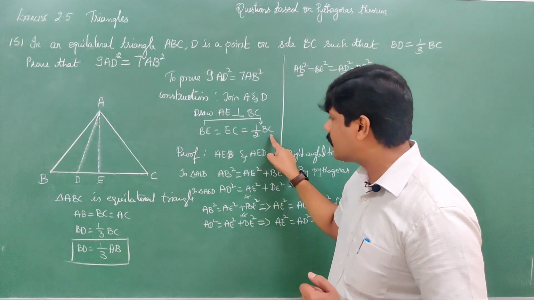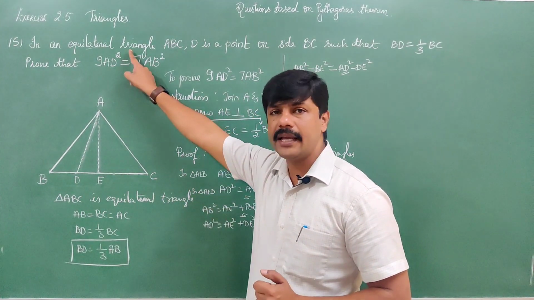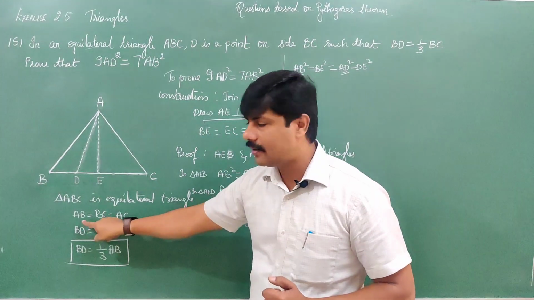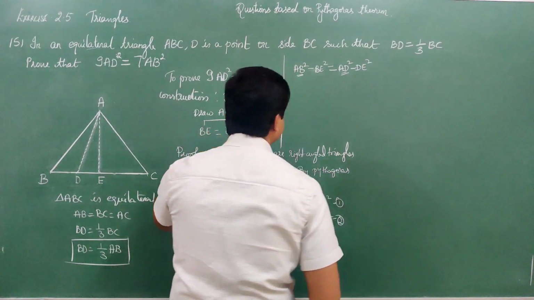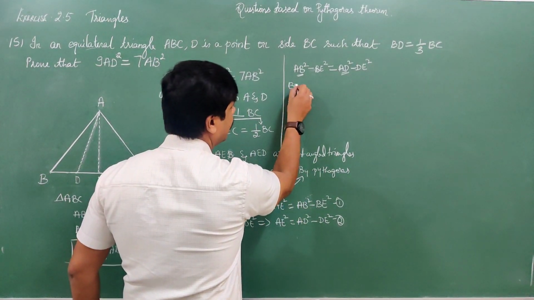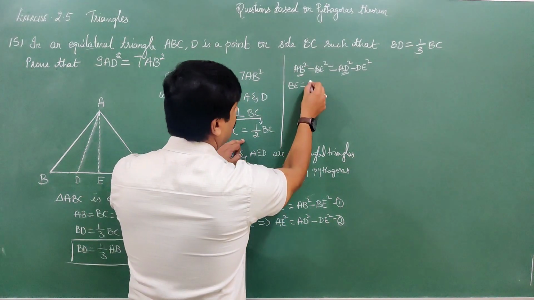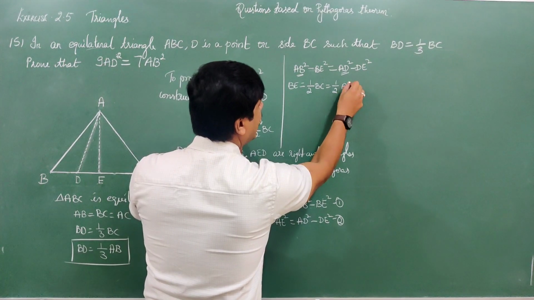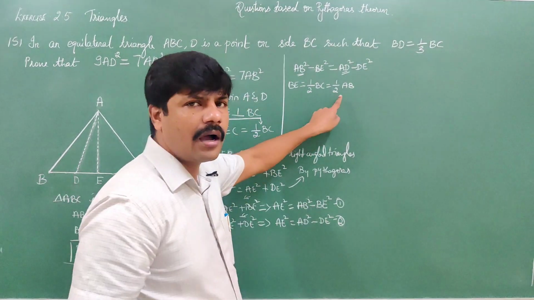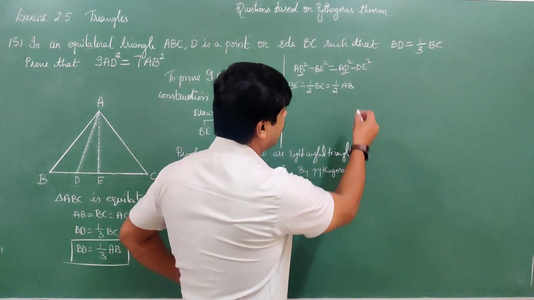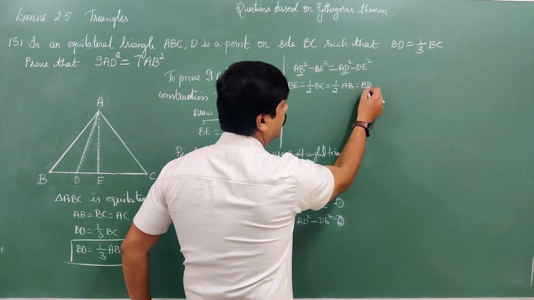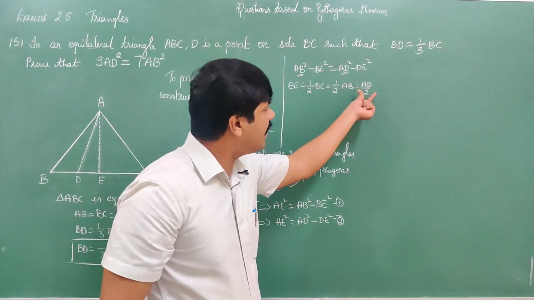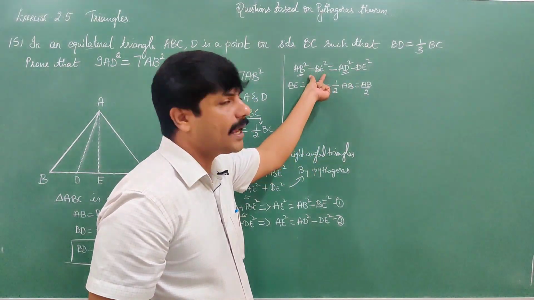half BC. But ABC is what kind of triangle? It is an equilateral triangle. Therefore, in place of BC, we can write AB, and thus BE is equal to half BC, or half AB, or AB by 2. Thus, we can change this BE in terms of AB by 2. I can substitute AB by 2 here.